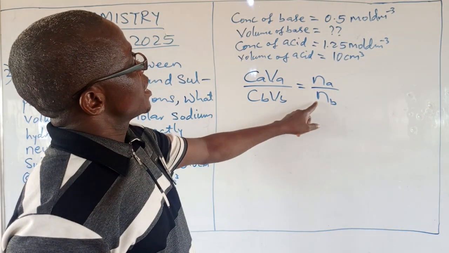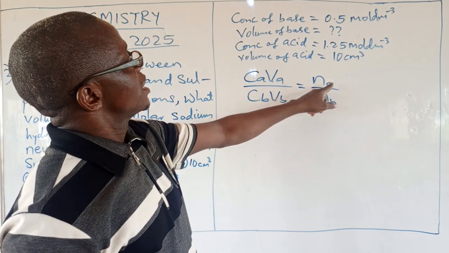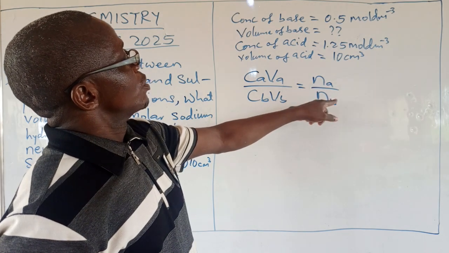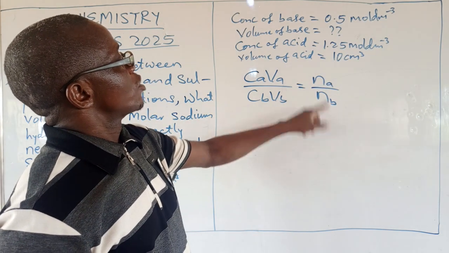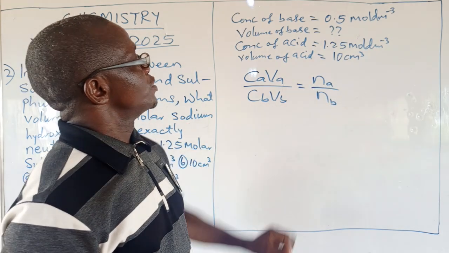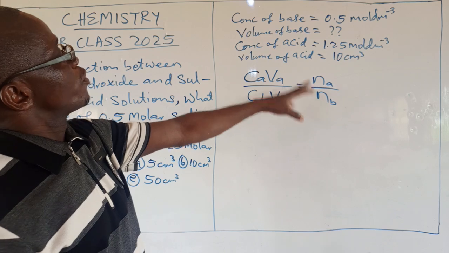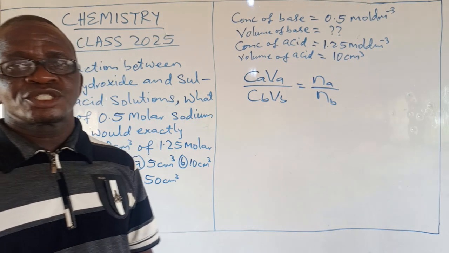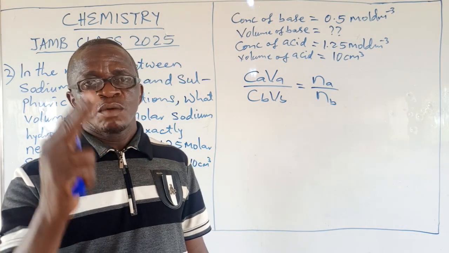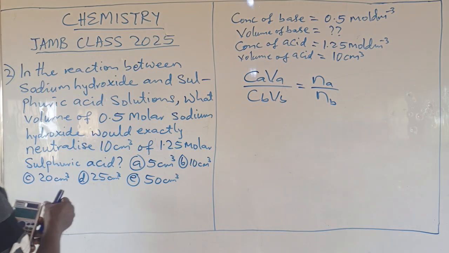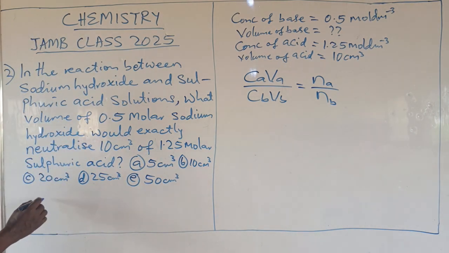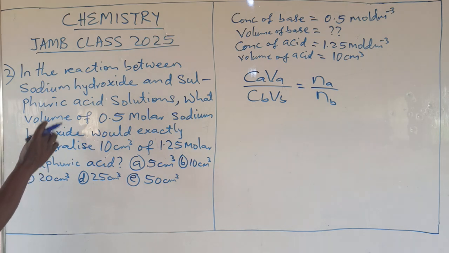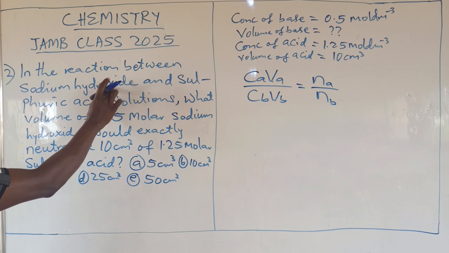What about NA and NB? NA is mole ratio of acid to base. Number of mole of acid, number of mole of base. So now, where do we have the mole ratio in the equation or in the question? There is no mole ratio here. They have not given you anything mole ratio. But with a balanced chemical reaction, you will be able to get mole ratio. Let's write the balanced chemical equation. So if I say the base that I have here is sodium hydroxide.